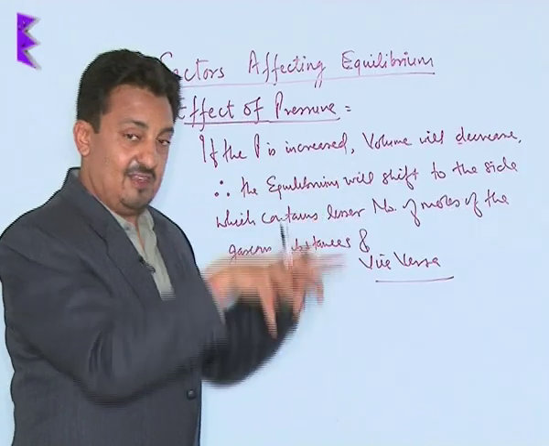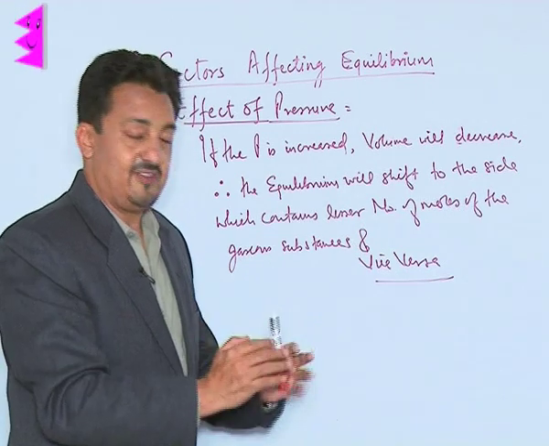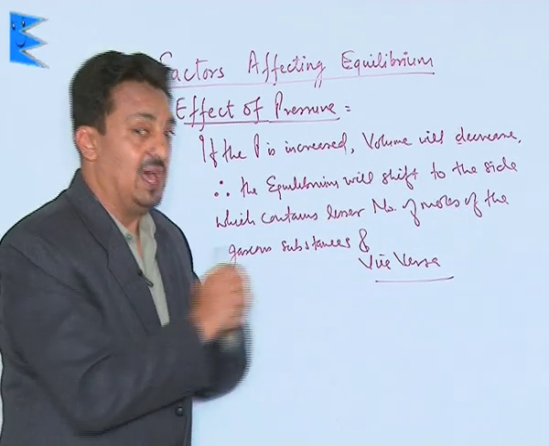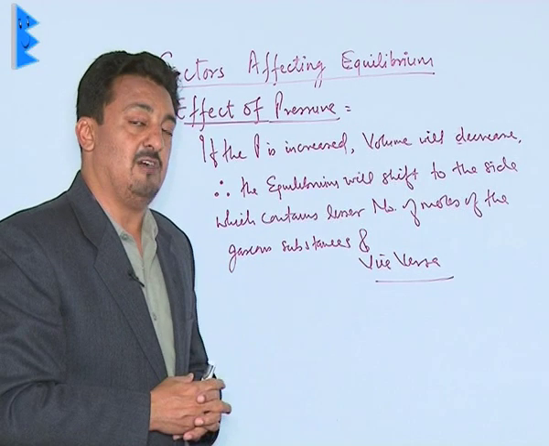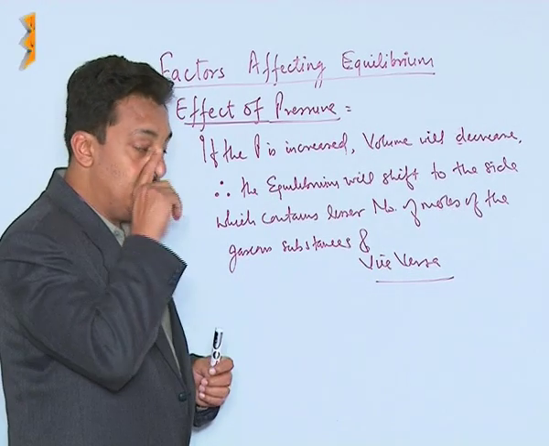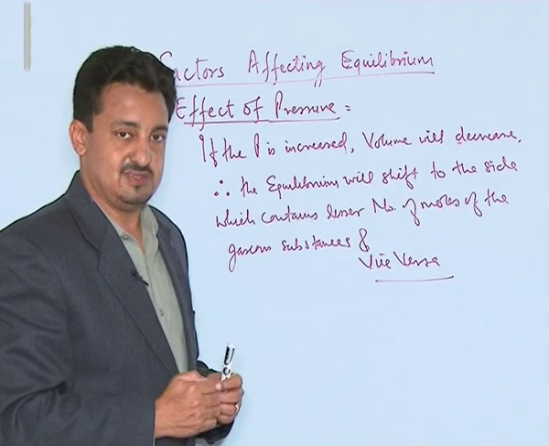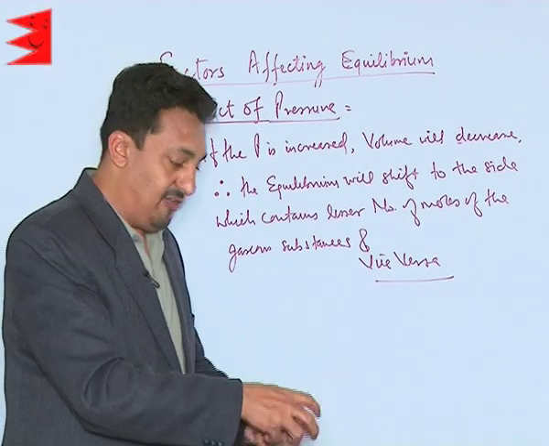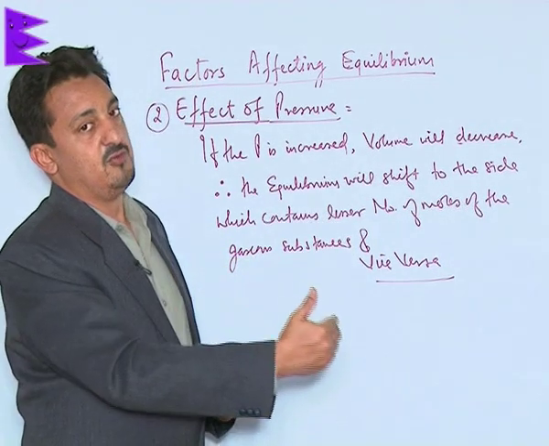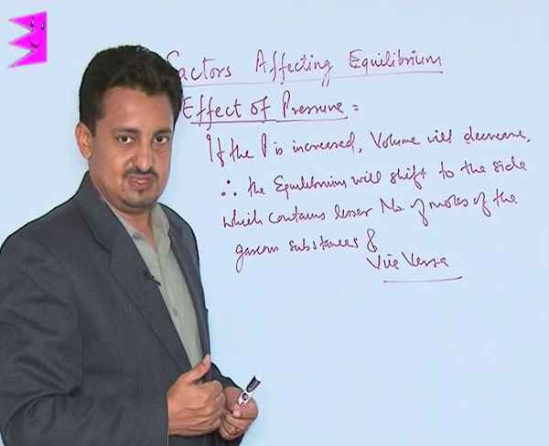If the pressure is increased, definitely we are reducing the volume of the reaction mixture of the reaction system. So once the volume is reduced, it means we are favoring the side which contains lesser number of moles of the gaseous substances. So the equilibrium will shift to the side which will be having lesser number of moles of the gaseous substances. And if the pressure is decreased, the volume will increase. Definitely the system will move toward the side which contains more number of moles of the gaseous substances.